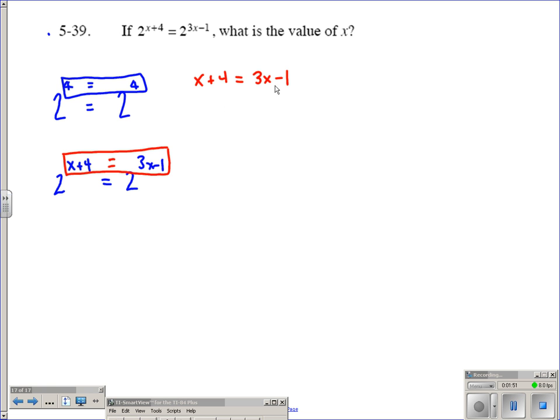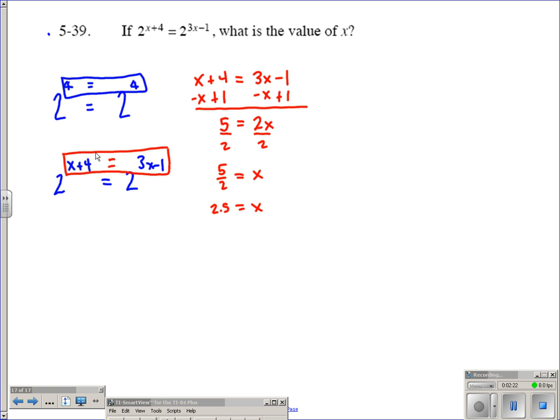And that's a pretty simple equation to solve. Let's subtract our x from each side, and let's go ahead and just add 1 while we're at it. So right now we've got 5 equals 2x, which means that 5 halves has to be the value of x, or you could say that's the same thing as 2.5 if you're more comfortable with that.